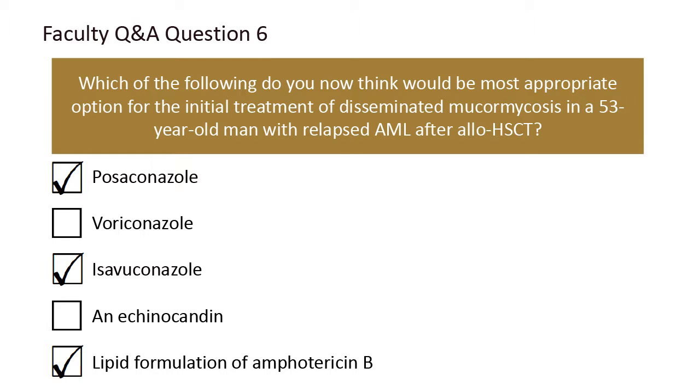In our practice, we start with the lipid amphotericin, and then we step down to either the newer formulation of posaconazole or isavuconazole. I think all three are good options, and there might be toxicity considerations that would lead you to choose an azole over a polyene, particularly if you have somebody with nephrotoxicity or fluid imbalance, where an azole might be better.